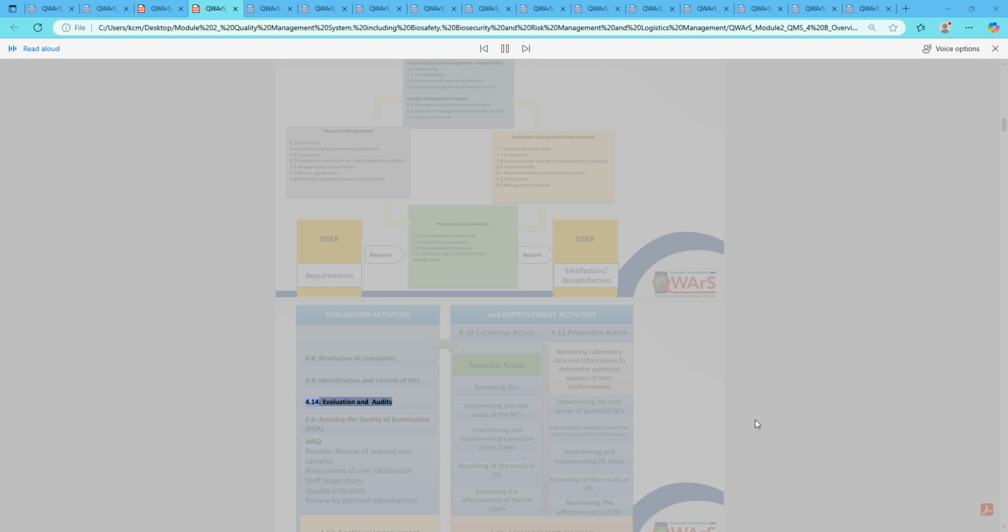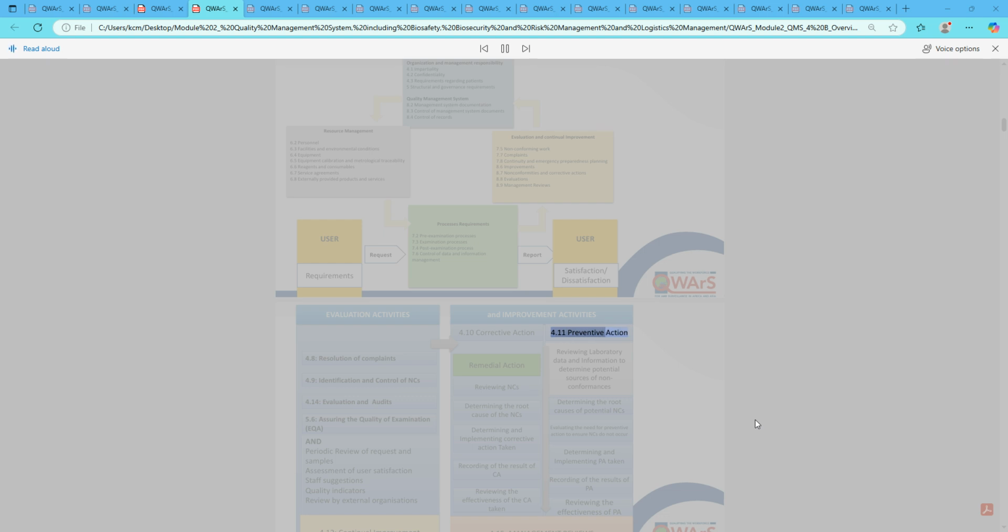4.14 Evaluation and Audits. 5.6 Assuring the quality of examination, EQA, and periodic review of requests and samples, assessment of user satisfaction, staff suggestions, quality indicators, review by external organizations, and improvement activities. For point 10, corrective action: remedial action, reviewing NCs, determining the root cause of the NCs, determining and implementing corrective action taken, recording of the result of CA.